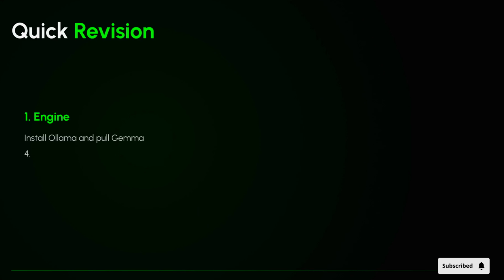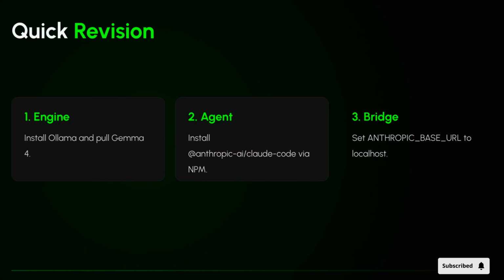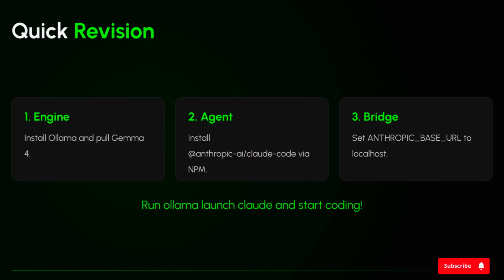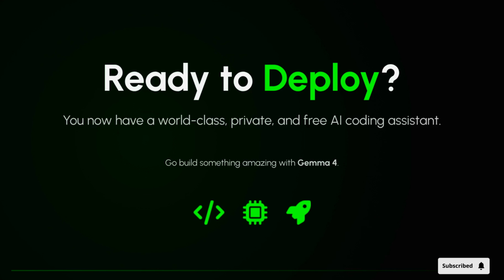In quick revision, remember the 3 steps. Install Ollama and Gemma 4. Install the Claude Code agent via npm and set the local bridge environment variable. Now, run ollama launch claude and start coding. You now have a world-class, private, and free AI coding assistant. Go build something amazing with Gemma 4.